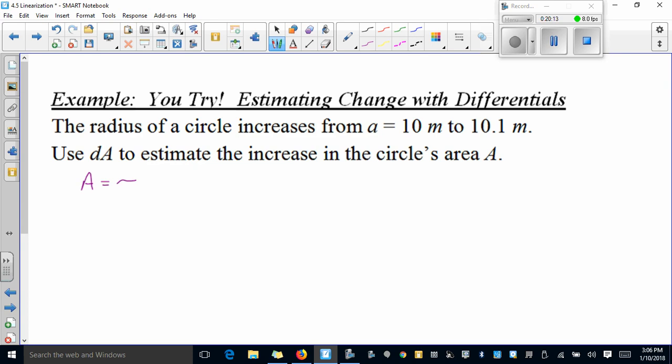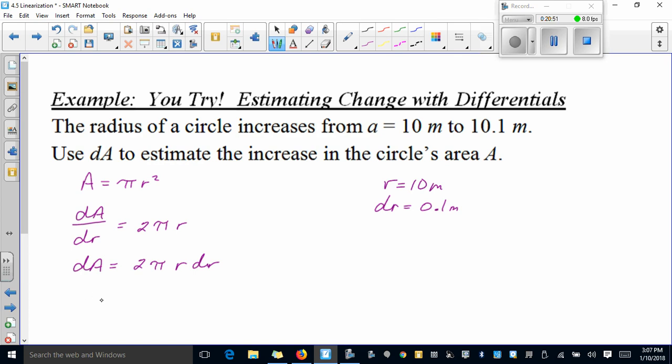And this time our r value is 10 meters, and our dr is 0.1 meters. So plug everything in. dA equals 2 times pi times 10 times 0.1. These two are going to cancel out, just like they did the last problem, 10 divided by 10. So this is going to be dA equals 2 pi meters squared per meter. It says estimate the increase, so really it's just meters squared because we multiply these two, so not really meters squared per meter. But as that is opening up, that's what's happening.